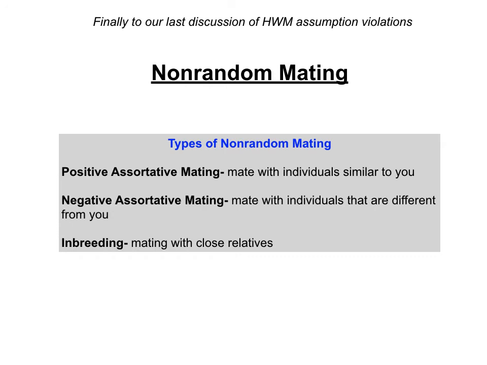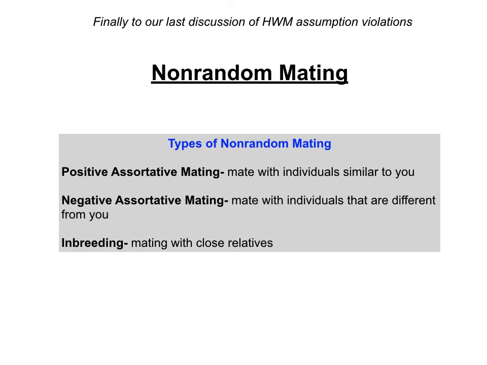One is positive assortative mating. That's when you mate with an individual that is more similar to you. Negative assortative mating is when you tend to mate with individuals that are different from you. An important thing to think about is that you don't have all your characteristics line up as positive assortative mating or negative assortative mating. It is characteristic dependent.